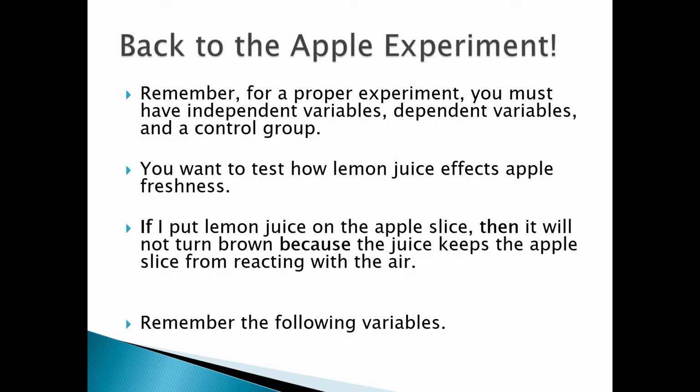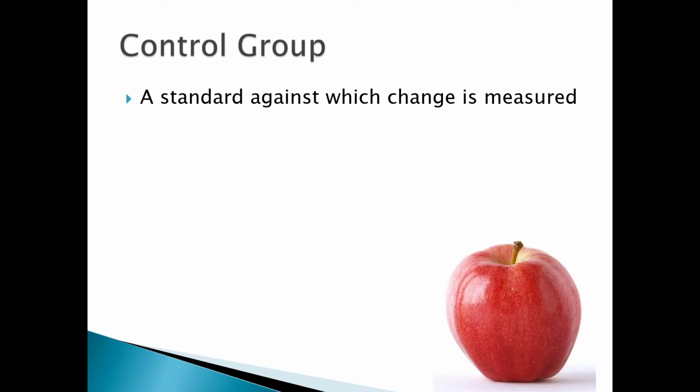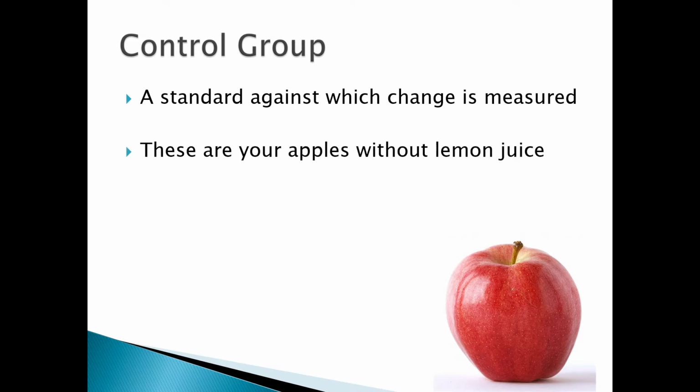So here are your following variables from that experiment. I'll give you a chance to interact. So control group, you can yell it at the screen if you want. A standard against which change is measured. What is that? I'll give you a second. In our experiment, the control group is these: your apples without lemon juice. Good, if you said that, well done.